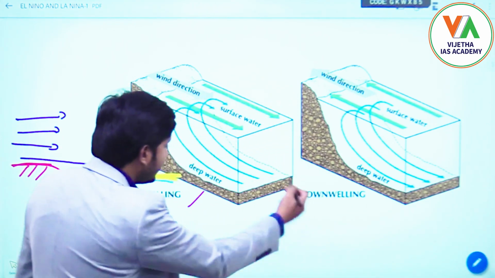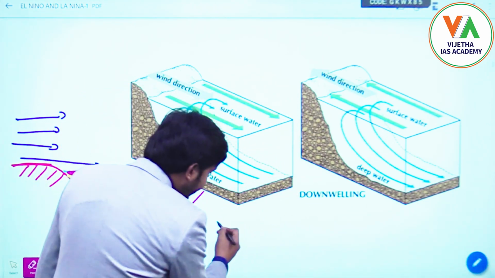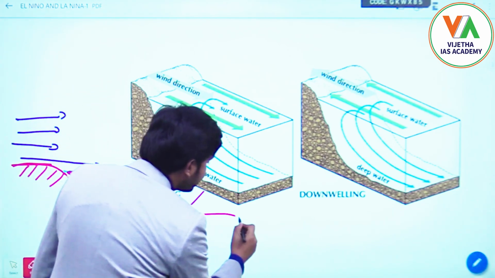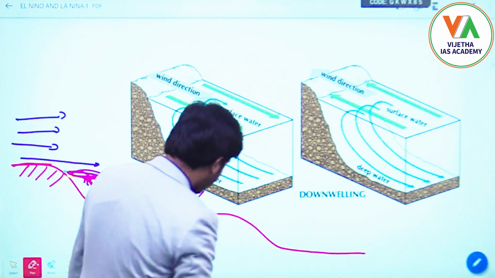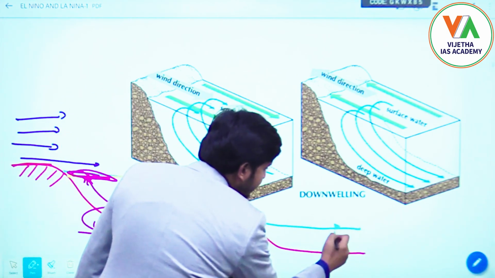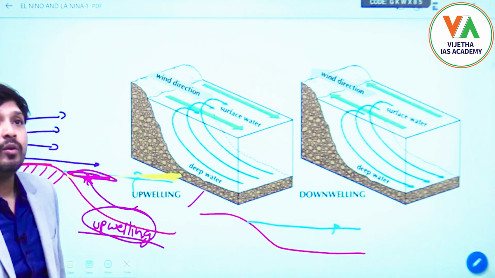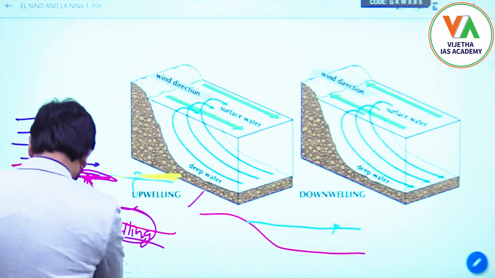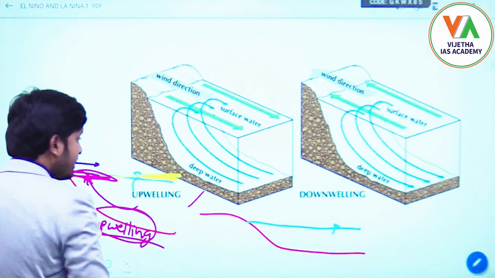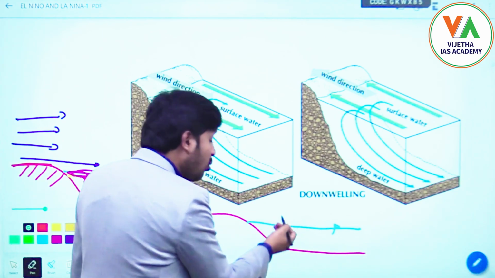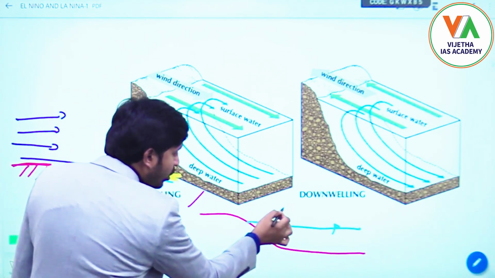Next we will see what downwelling is. In this case, we will once again take the same coast and also the water that is present. In this case, we will take the winds that are blowing towards the land, from the ocean.